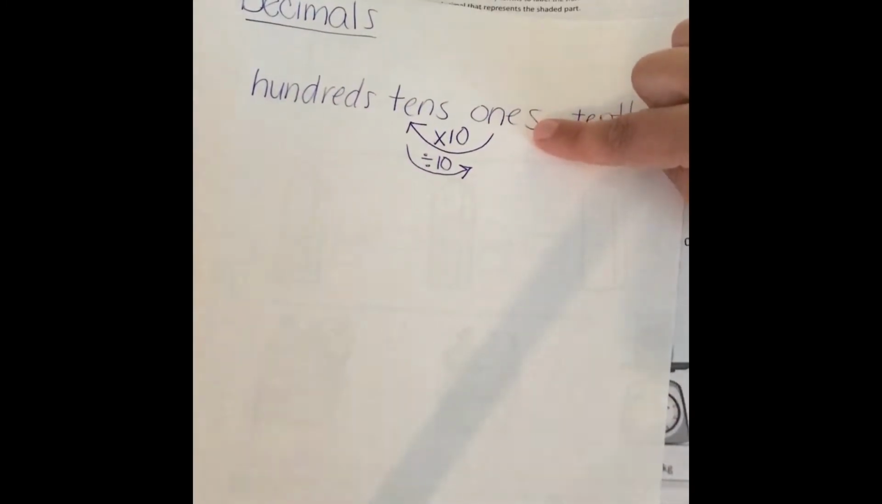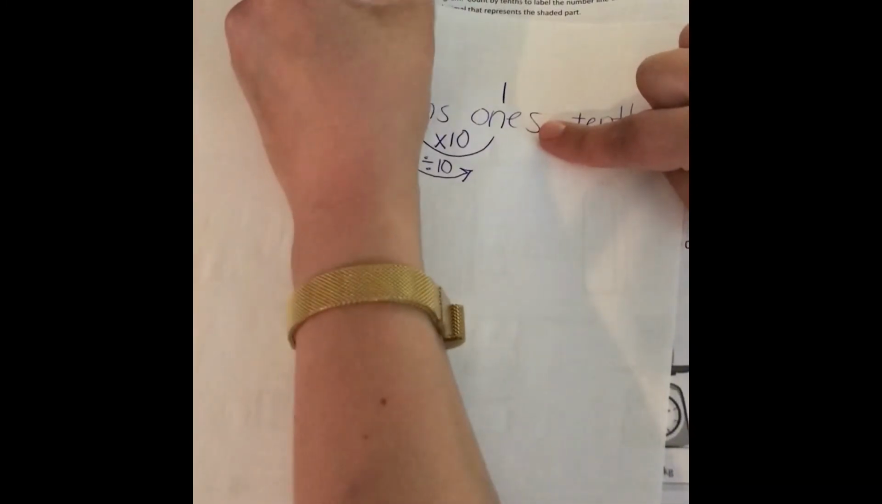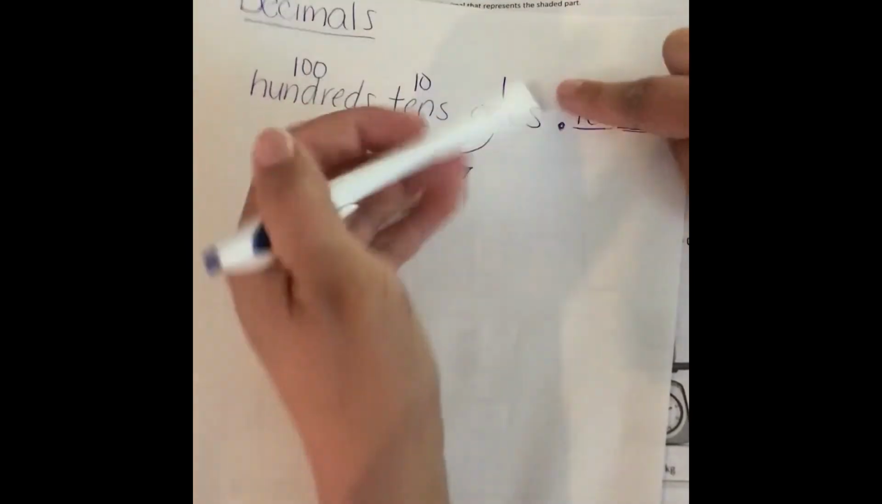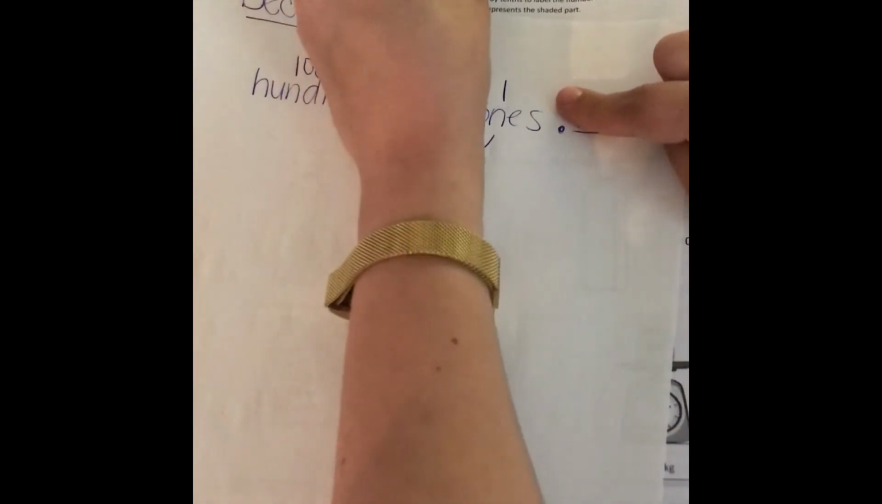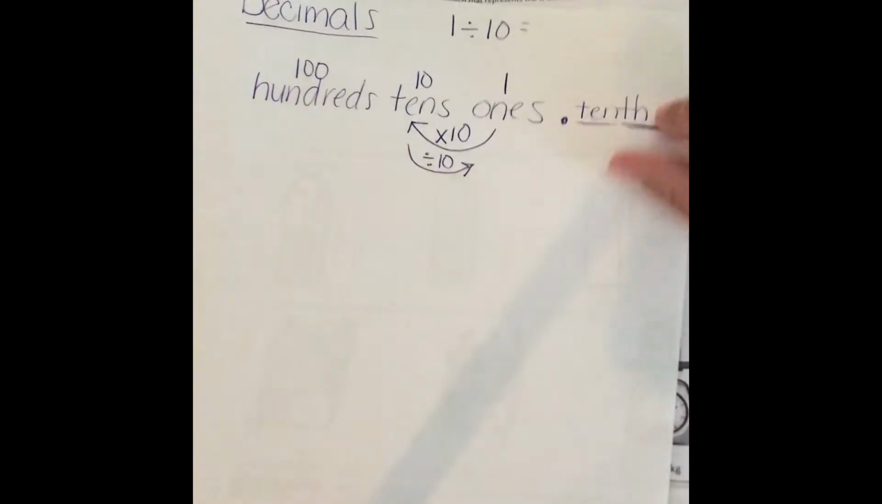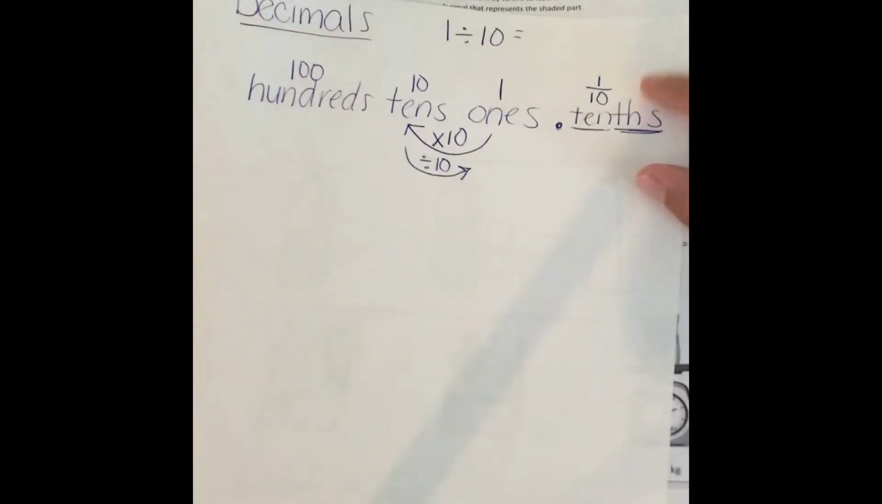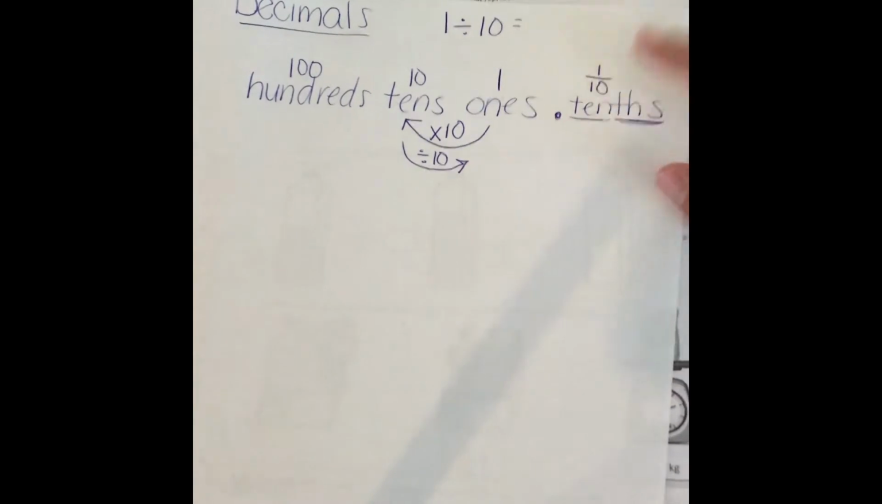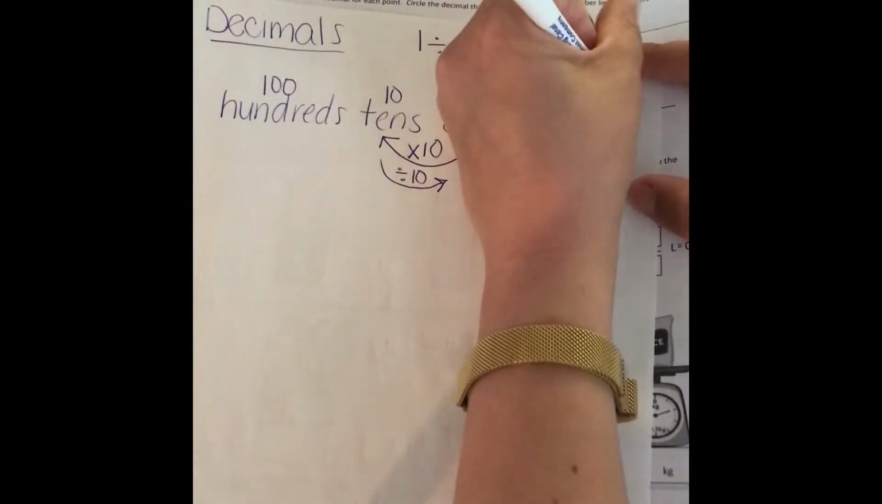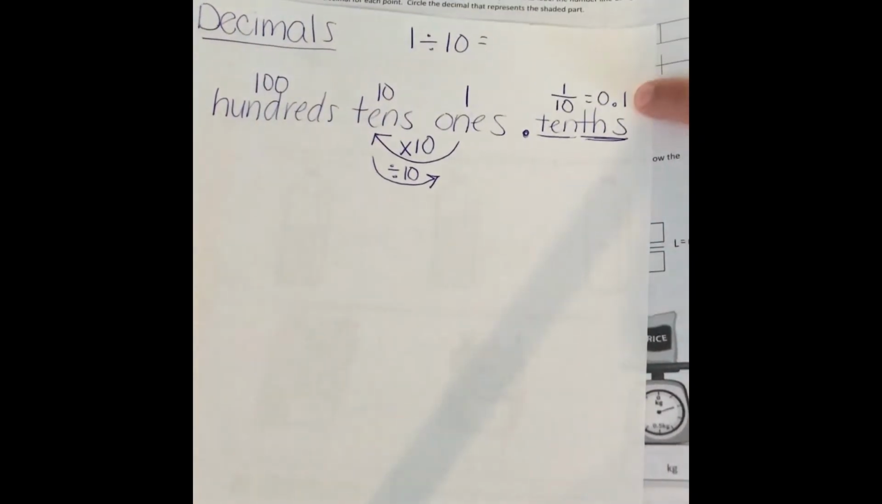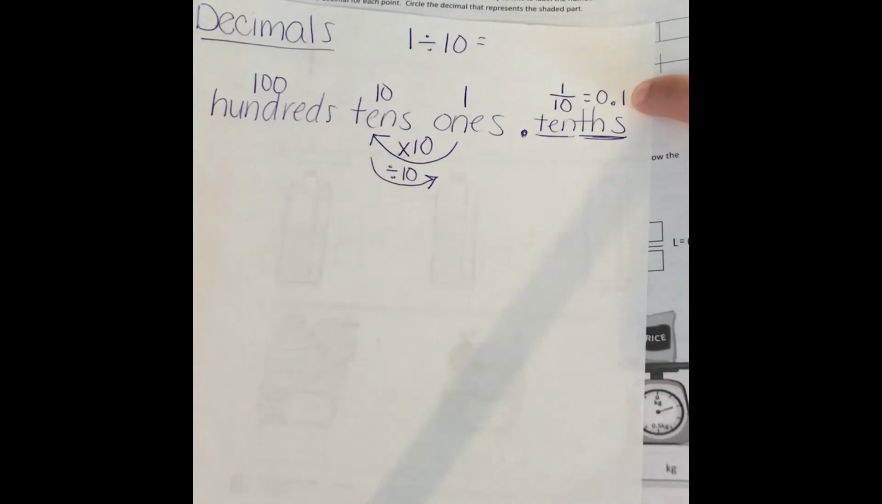So here, if we have one whole and we divide 1 divided by 10, that's equal to 1/10. 1 divided by 10, also known as 1/10. Notice that there's a 1 in the tenths place.